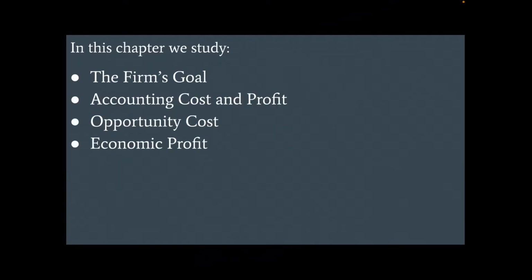14.1 Economic Cost and Profit. In this chapter, we study the firm's goal, accounting cost and profit, opportunity cost, and economic profit.